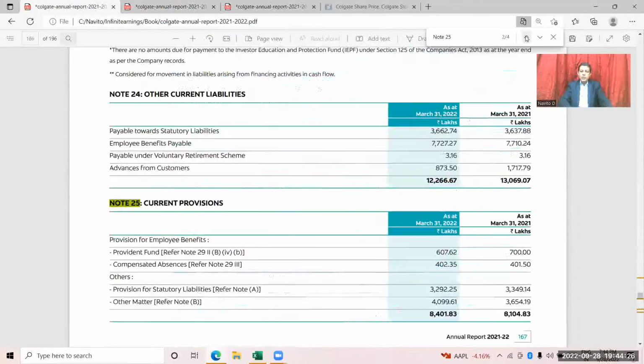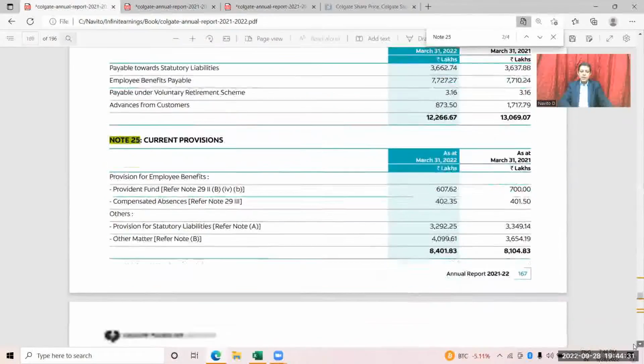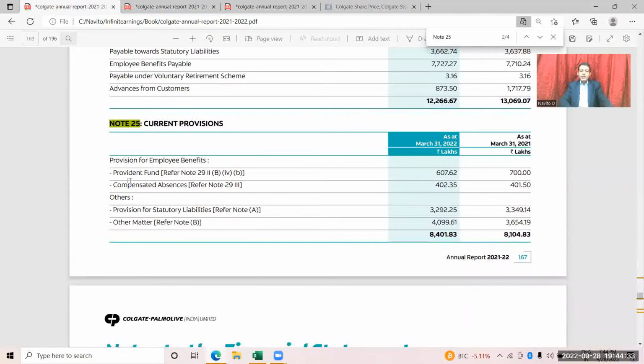I guess it just went by. Note 25 is part of a current provision. That means for a period of less than a year. That means this is expected to pay provident funds to the employees. Compensated absences also it's supposed to pay, and certain other statutory liabilities. The details are given in note A and other matter in note B. So these are the liabilities which may be some contingency liabilities. It is expected to pay back.